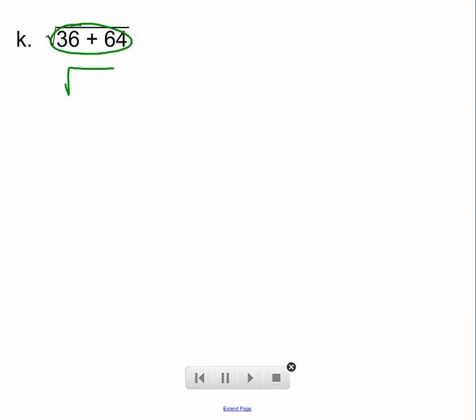36 plus 64 is 100, and the square root of 100 is 10. That is very different than doing the square root of 36 plus the square root of 64. The square root of 36 is 6, and the square root of 64 is 8, and 6 plus 8 is not 10, but this expression is 10.